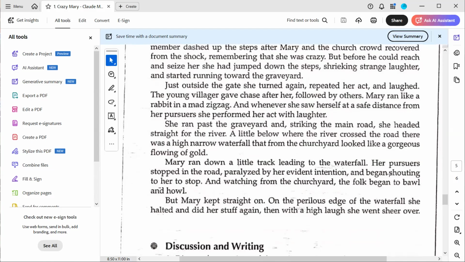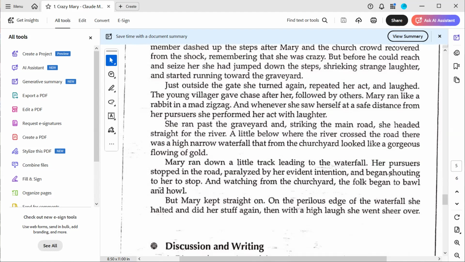A little below where the river crossed the road, there was a high, narrow waterfall that from the churchyard looked like a gorgeous flowing of gold. Mary ran down a little track leading to the waterfall. Her pursuers stopped in the road, paralyzed by her evident intention, and they began shouting for her to stop.